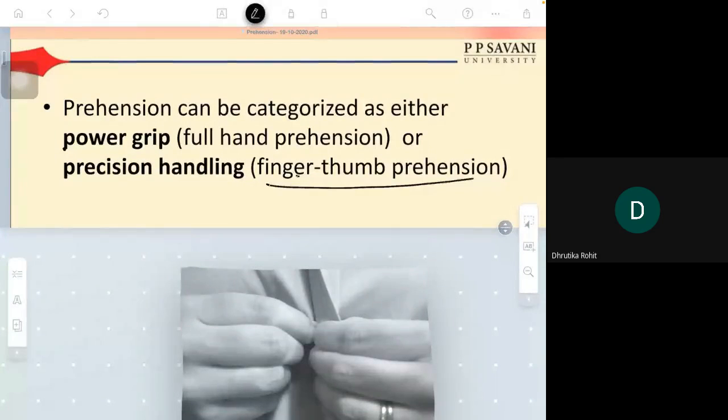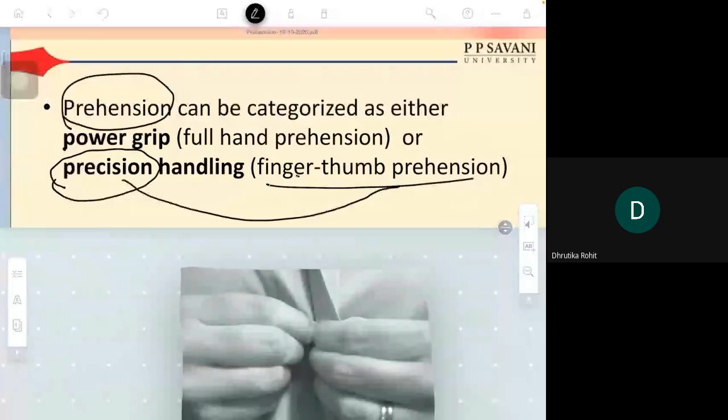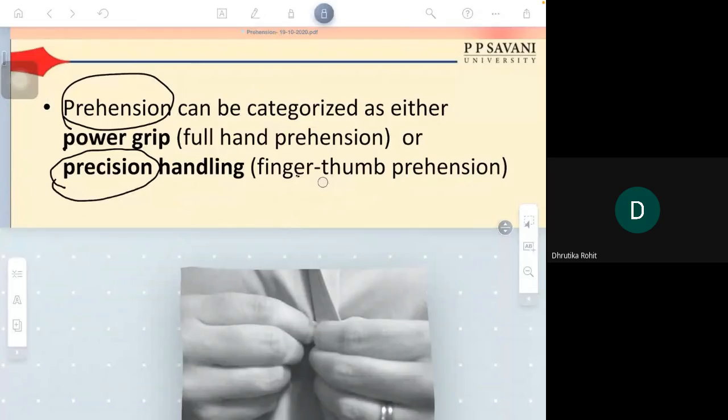Finger thumb prehension. Don't confuse the spelling of precision and prehension. Here, precision handling is otherwise called finger thumb prehension. So don't confuse this spelling. Okay. Now we are studying precision.